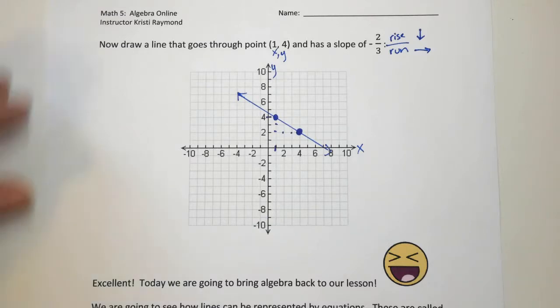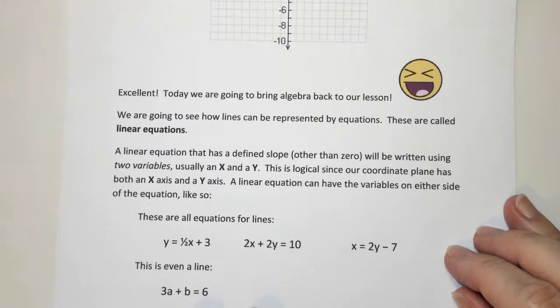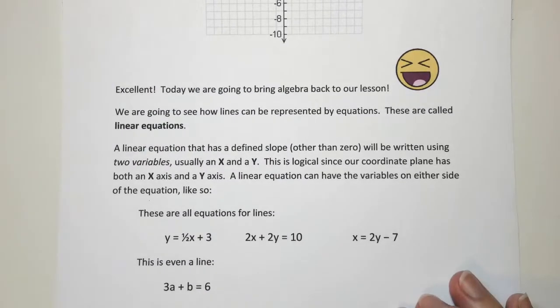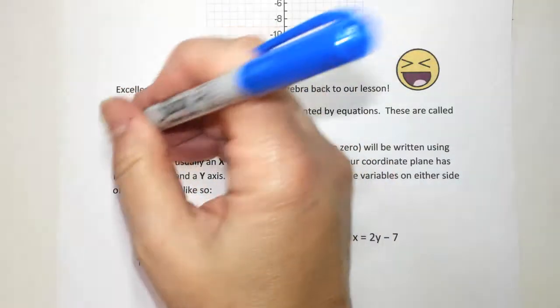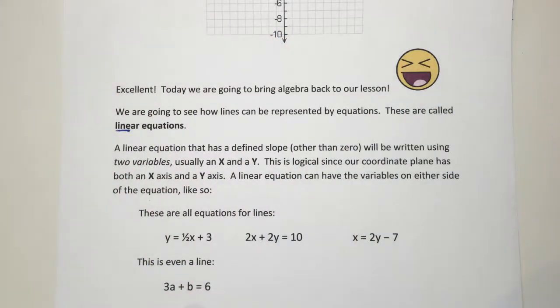Excellent. Today, we are going to bring algebra back to our lesson. I know you were wondering when we were going to get to that. Here it is. We're going to see how lines can be represented by equations. These are called linear equations. You can see right there, line is the root of that word, linear equations.